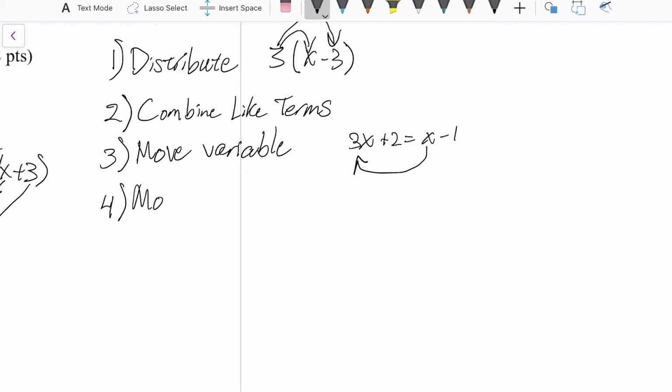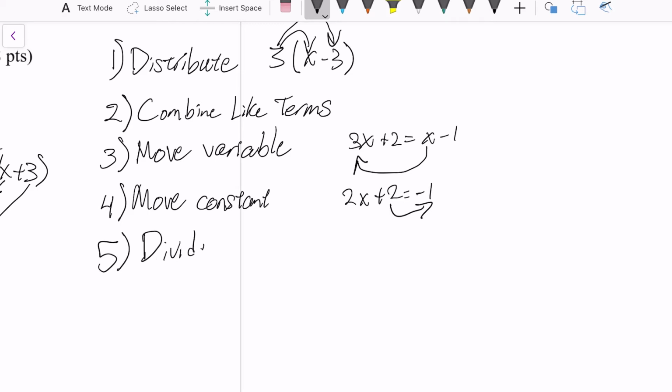Step 4 is to move the constant. And for moving the constant, over here we would get 2x plus 2 equals negative 1. For moving the constant, what we're going to do is we're actually going to move the constant that's on the same side as the variable. So in this case, I need to move this over there. And then lastly, step 5 is to divide.